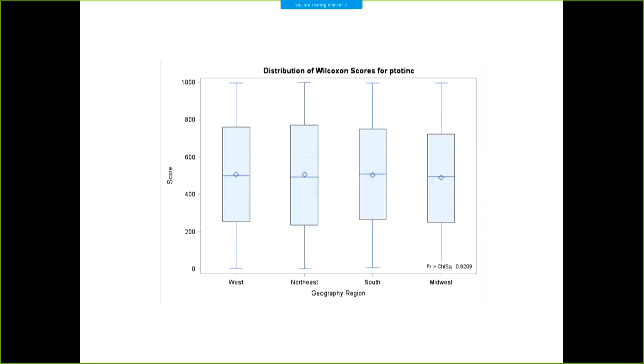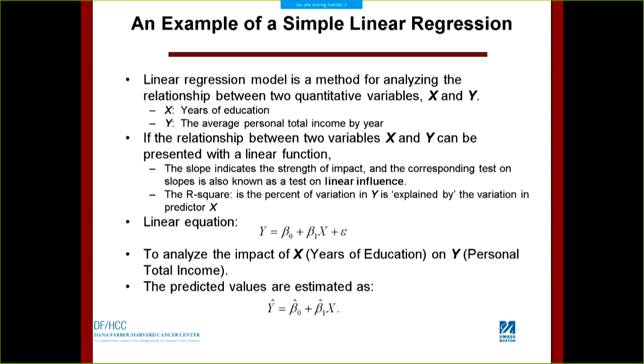Okay. Now the next model we're going to talk about is the simple linear regression. So there are 2 variables, both are continuous variables. For example, the outcome variable here we use is also the average of the personal total income by year, and the x variable here is years of education.